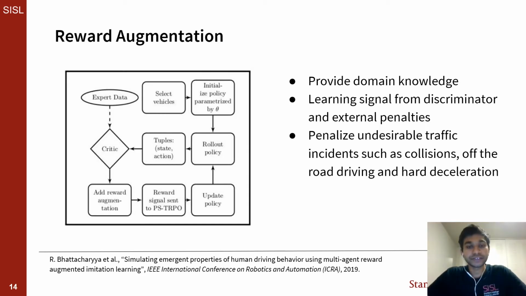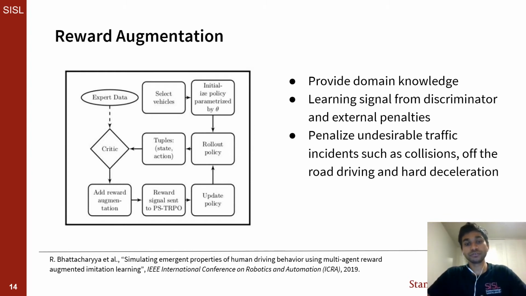We make one more modification to GAIL to be able to work with our driving problem. As originally proposed, GAIL has no specific information about the domain of the learning agent. In this case, however, we know that the agent is specifically trying to learn how to drive, so we provide something called reward augmentation, where we have external penalty functions to penalize undesirable behavior by the learning agent.